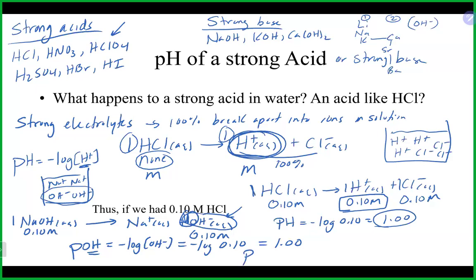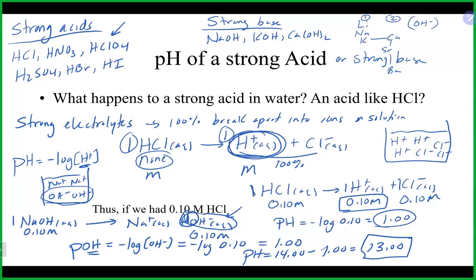We can now get our pH by taking 14 minus our pOH, which is 1. And that now gives us a pH that makes more sense because that is a pH of 13, which is basic. And obviously, sodium hydroxide is a strong base. So we would expect it to be a basic pH.